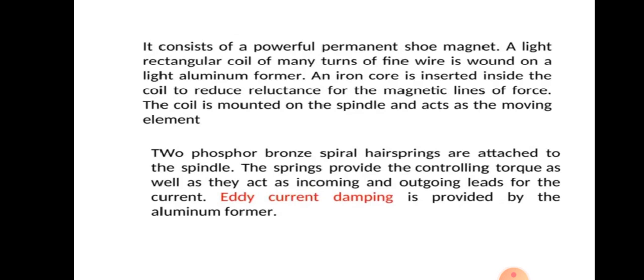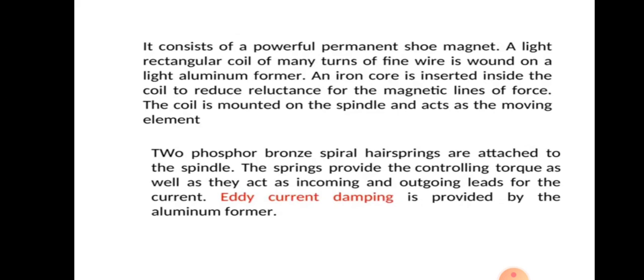First point: it consists of a powerful shoe magnet, and a light rectangular coil of many turns of fine wire is wound on a light aluminum former. An iron core is inserted inside the coil to reduce reluctance for the magnetic lines of force. The coil is mounted on the spindle and acts as the moving element.